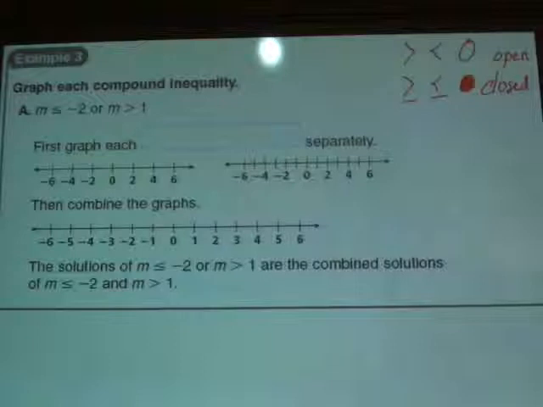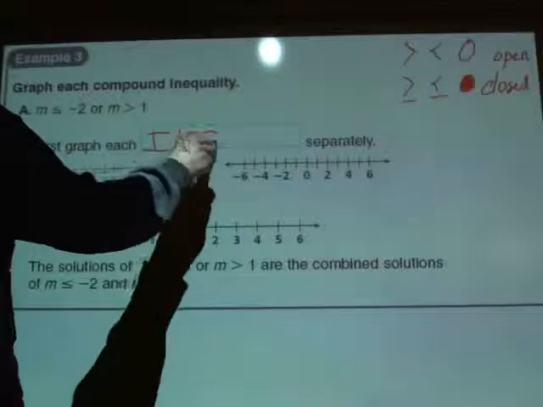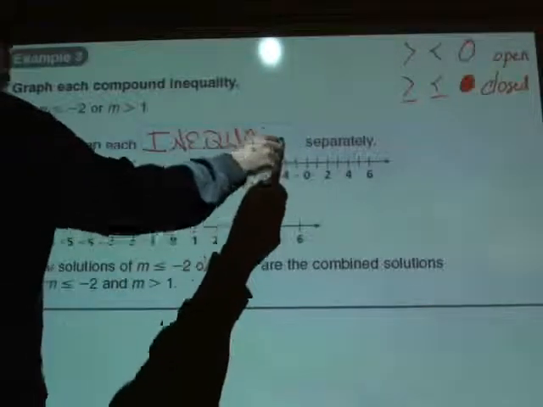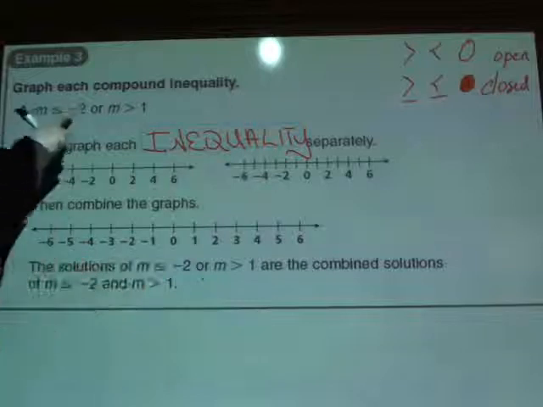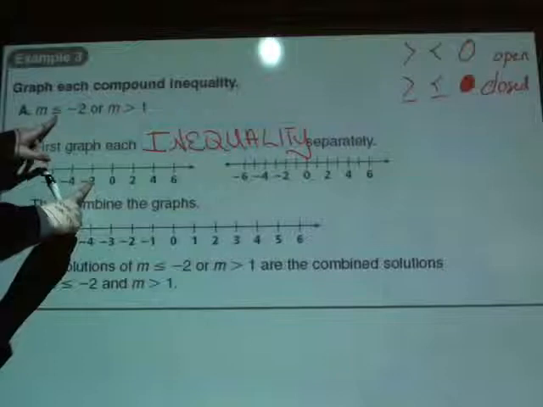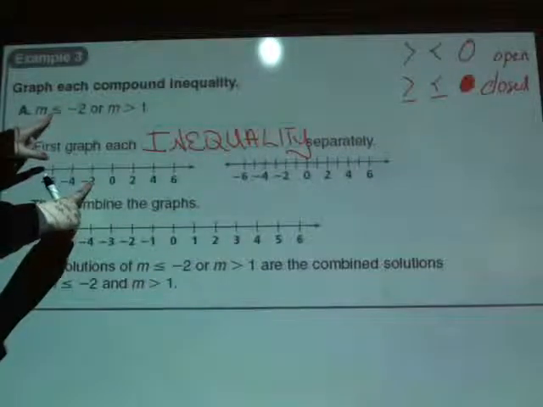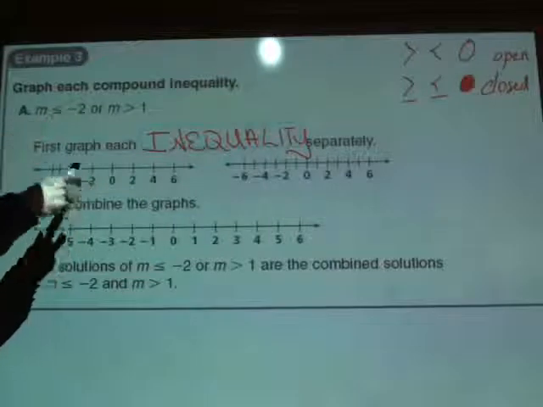So you've got m is less than or equal to -2, or m is greater than 1. So where we've got m is less than or equal to -2, as you can see, we're going to graph each inequality separately, and that's how they're actually going to start these here before we can combine them. I'm going to find my -2 on the graph, which is right here, and then I'm going to look at this symbol, and I see this is one of the ones that has the line underneath it. And since it has the line underneath it, that's going to require us to use a filled-in dot on the number line.